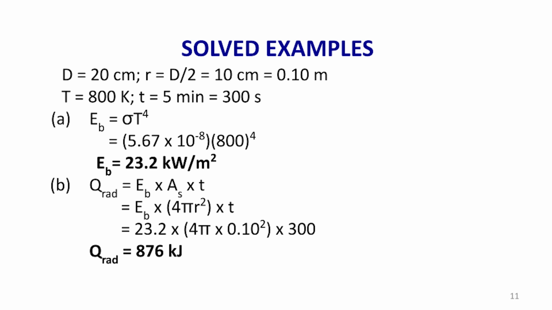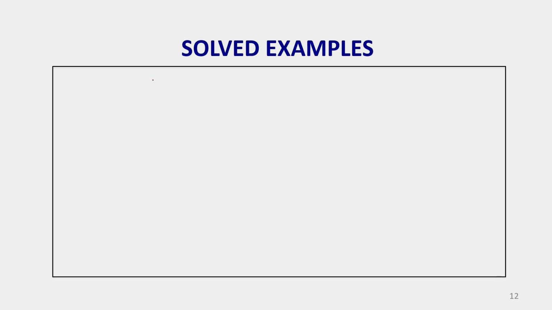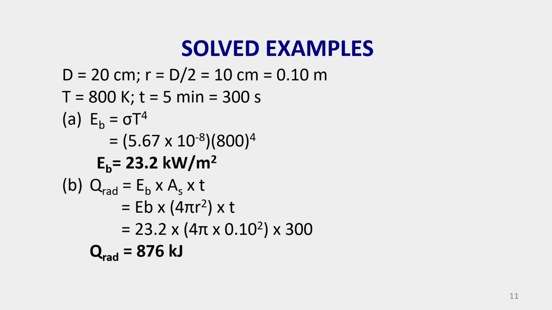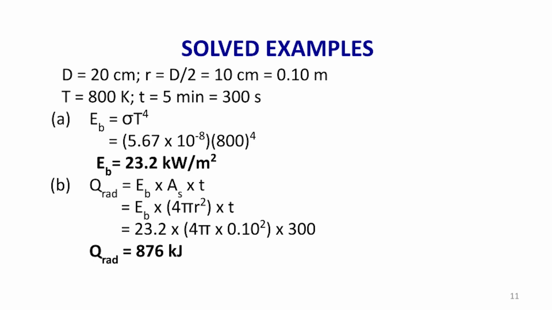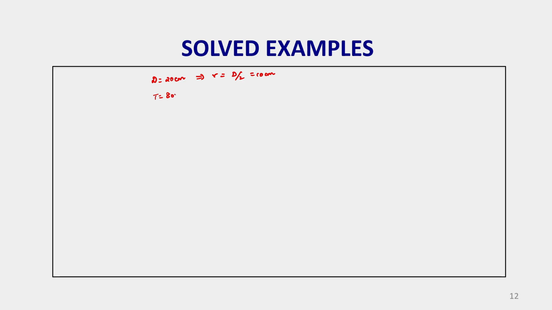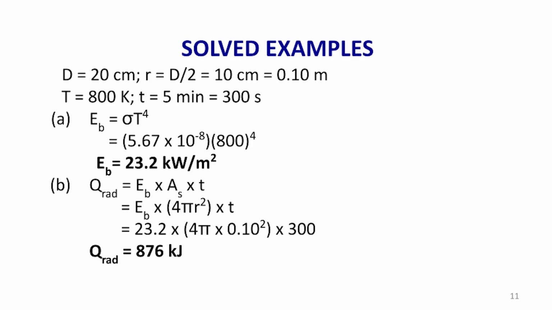So, it is a very simple numerical. Diameter of the ball is given, so we can find the radius. Diameter is given as 20 centimeter, that means radius equals diameter by 2, that is equal to 10 centimeter. Temperature is given as 800 Kelvin. Let us convert the radius into meter, dividing by 100, converting centimeter into meter.